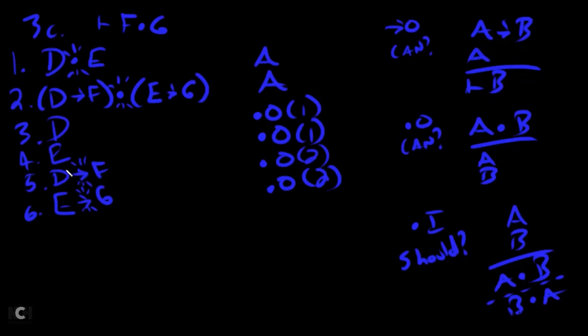So let's take a look. I got D arrow F. I got the left side D, which means I unlock F. I'm going to say here in line 7, hey, I get F. How'd I do that? All through the magic of arrow out.